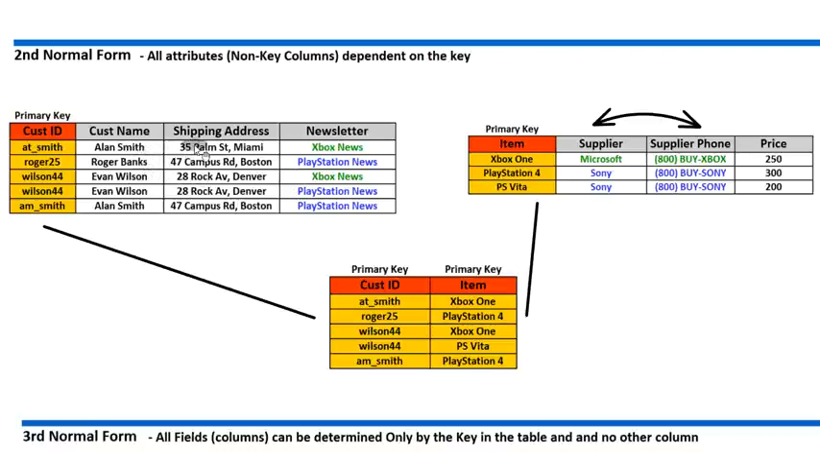Can I figure out, let's say, the address from the customer name? Well, Alan Smith is one customer name. There's an address from Miami. Let's see. Oh, there's another address from Boston. So I guess there is no one-to-one relationship. How about backwards? Let's see. Campus Road goes with Roger Banks and goes with another, so I guess there isn't a one-to-one relationship between the name and the shipping address.